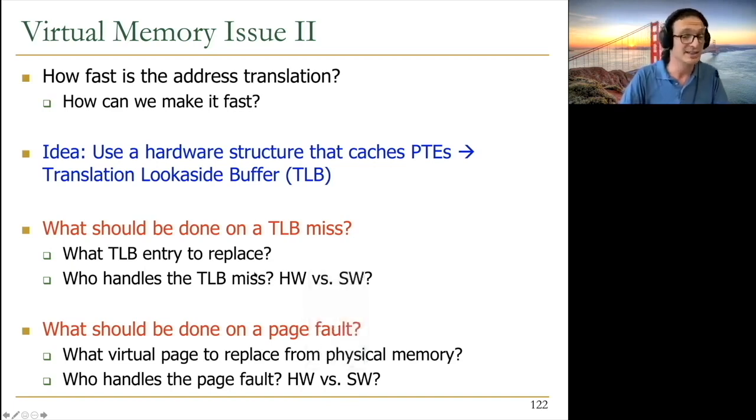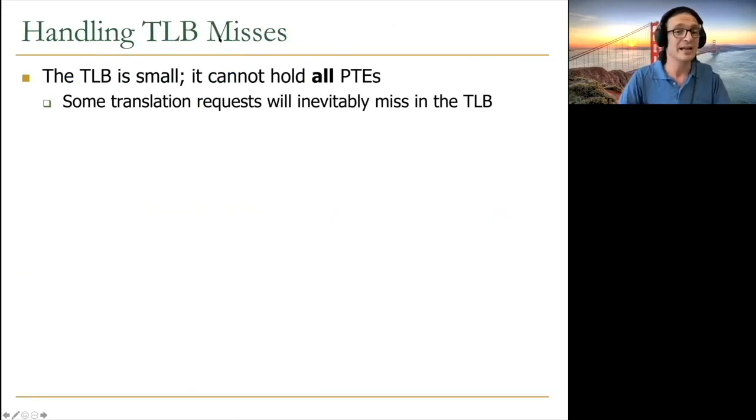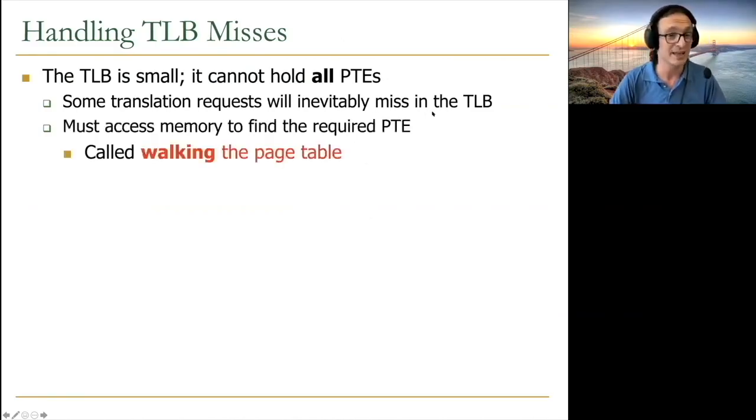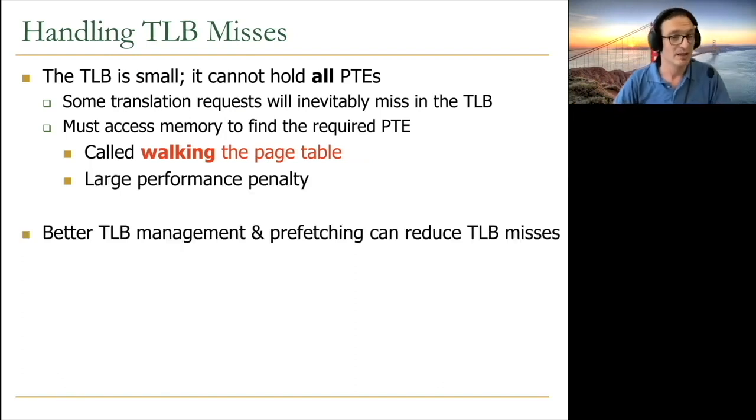Usually, hardware handles the TLB, but not always. Okay, we already discussed the TLB. This is a more generic explanation, so you can take a look at it. But basically, the TLB is small. It cannot hold all PTEs. Some translation requests will inevitably miss in the TLB. So you must access memory to find the required PTE. This is called walking the page table. Essentially, you walk all levels of the page table in a multi-level page table to get to the page table entry you're looking for. And this takes a long time, as you know, right? There's a large performance penalty. So better TLB management and prefetching can reduce TLB misses, just like better cache management and prefetching.